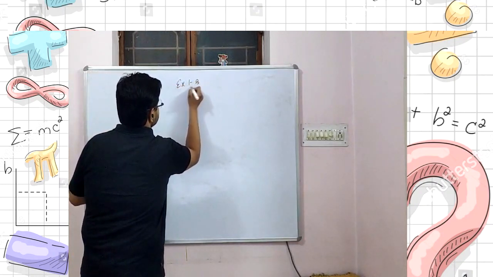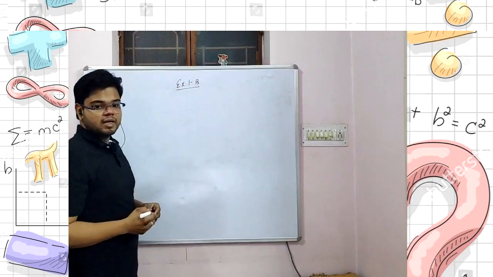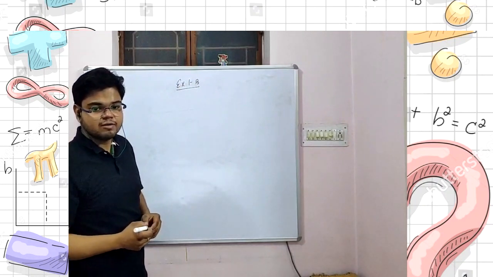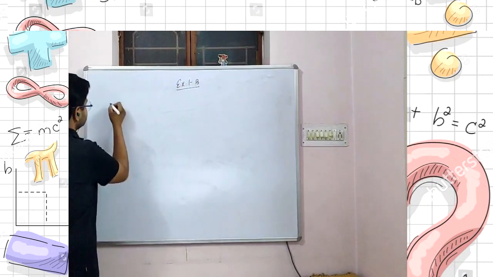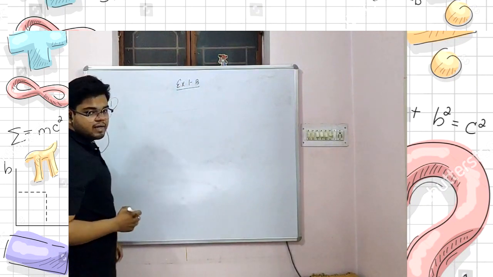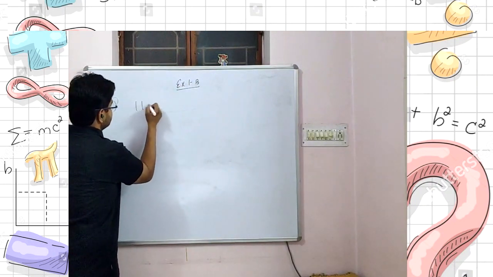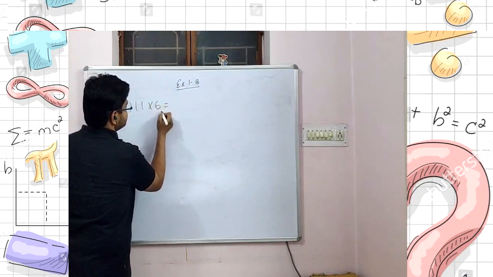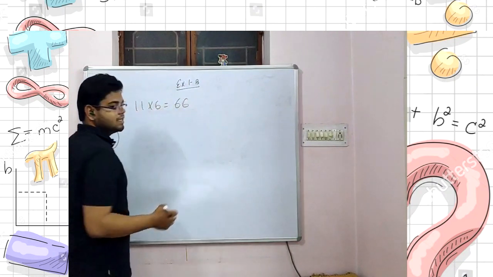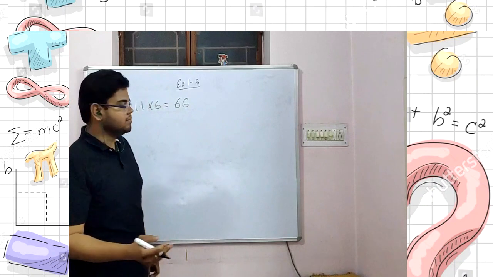Exercise 1B. Now, children, the first question that we have is find a product. In this, we have first one 11 into 6. So 11 into 6 is your 66. Simply, you will be multiplying the numbers.